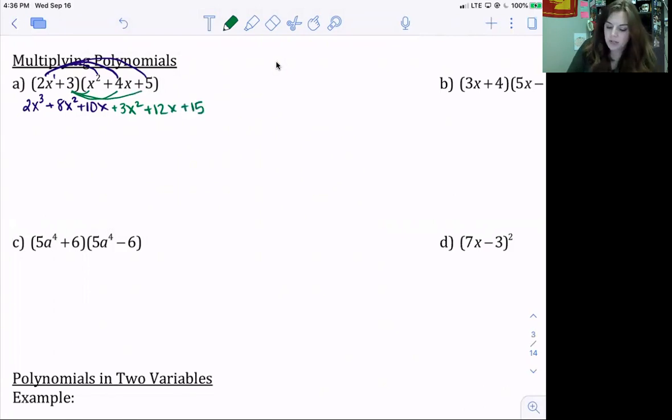And lastly, we're going to combine any like terms. So 2x cubed can't be combined with anything because there's nothing else with a cubed with it. 8x squared can be combined with 3x squared to give us 11x squared. And then 10x can be combined with 12x to make it 22x. And lastly, we're going to bring down our plus 15.